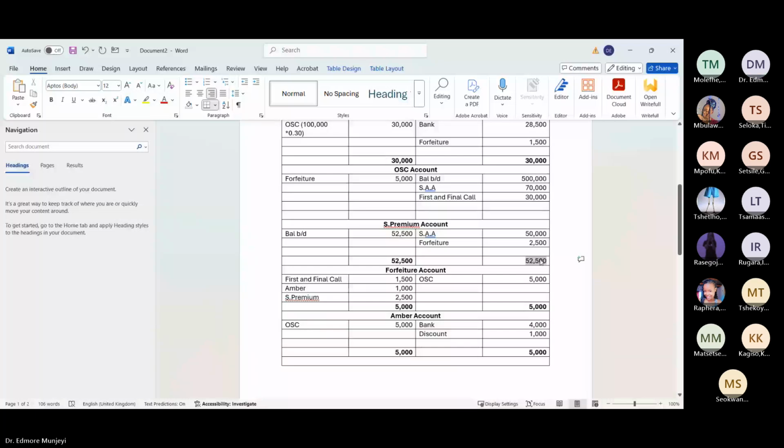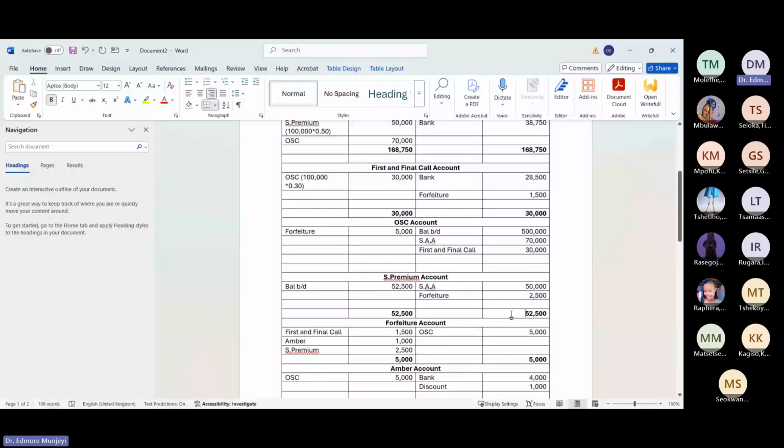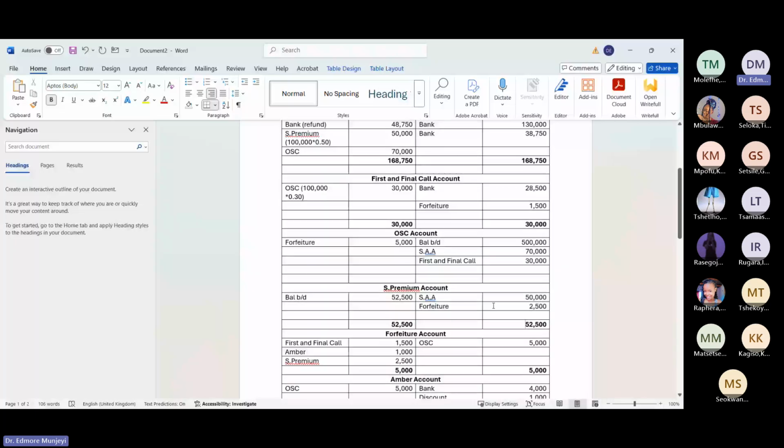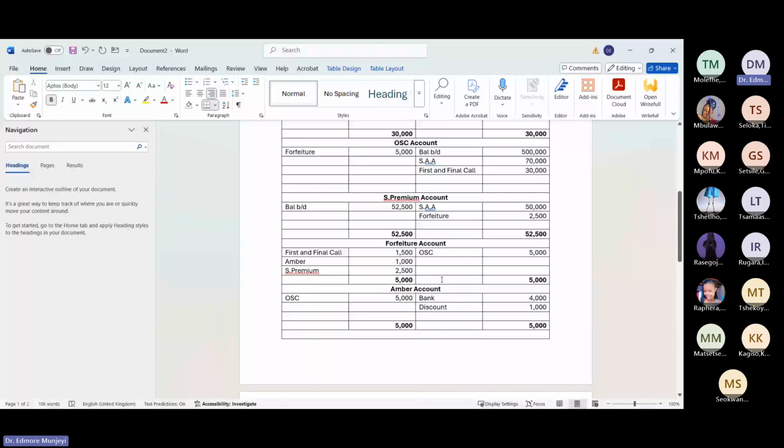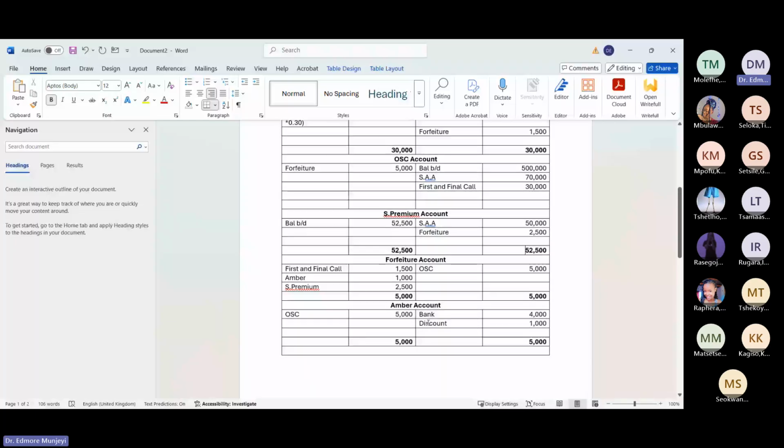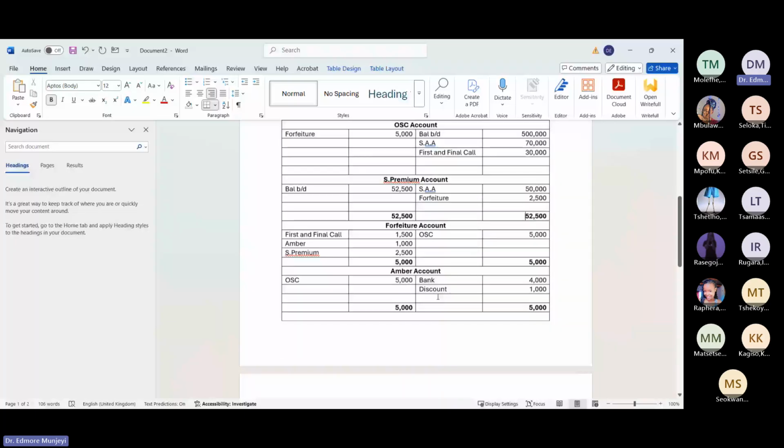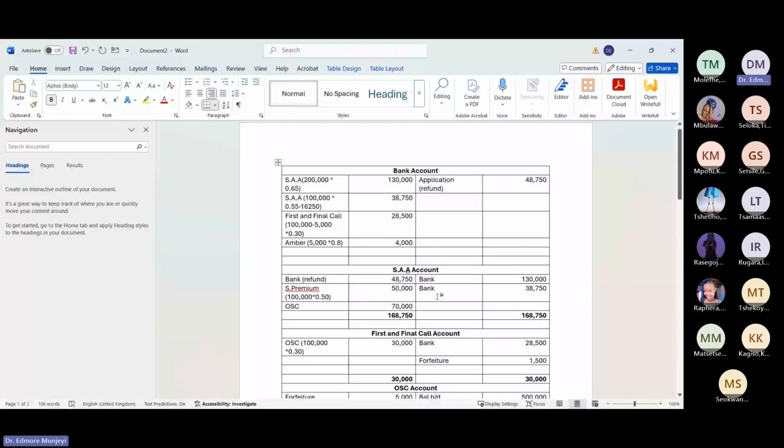We are able to close the share application and allotment account, the first and final call account, they forfeited, and we have closed them. And then the share premium account, have we closed it? Yes, it's closed. What are we left with? Forfeiture account is closed, right? Okay. Now we can go to the bank and try to close the bank.